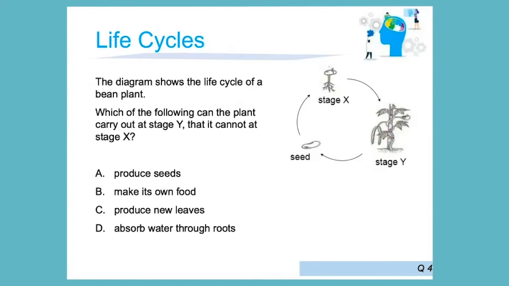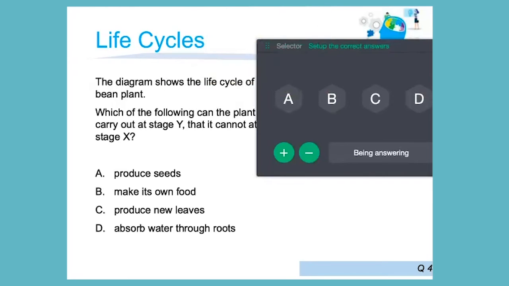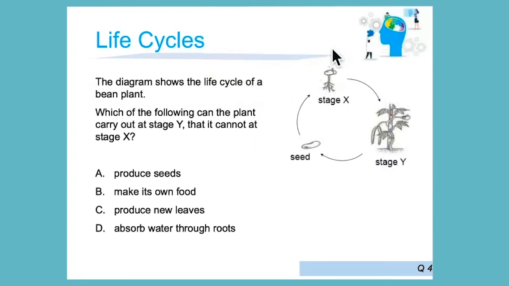This is not a PSLE question. So based on this particular question, what can the plant carry out at stage Y, which is here, that it cannot carry out at stage X? Stage Y, we have an adult plant. Stage X, we have a young plant that has just germinated. So if you observe closely, it does not even have its true leaves yet. It's still got its seed leaves, right?